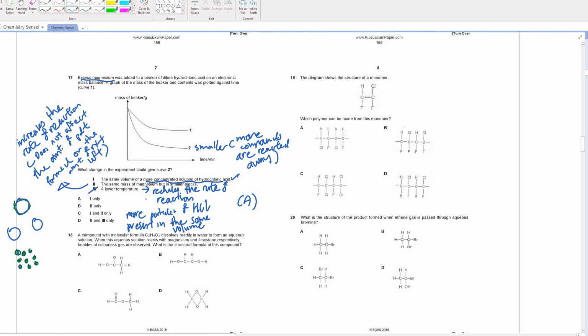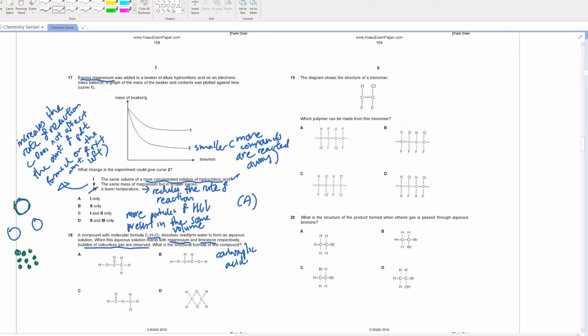Next, question 18. A compound with molecular formula C2H4O2 dissolves readily in water to form an aqueous solution. When this aqueous solution reacts with magnesium and limestone respectively, bubbles of colorless gas are observed. What is the structure of this compound? Immediately, you must know that this compound is a carboxylic acid. Okay, why is that the case?